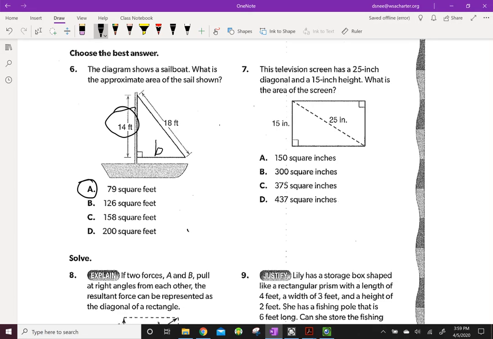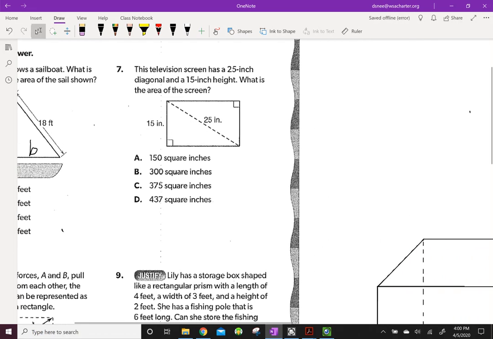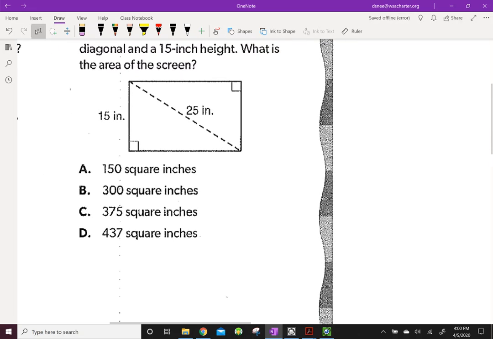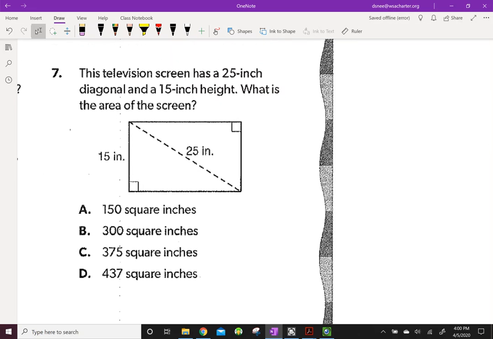Okay, you guys are going to keep working on your lined paper, and I'm going to keep working on the tablet here. Okay, in problem 7, if we read this problem, it says that the television screen has a 25-inch diagonal. All right, so there's a 25-inch diagonal. I'm just going to look at my image down here, and it's right there, 25 inches. And it has a 15-inch height. That's this right here, my height is 15. What is the area of the screen?